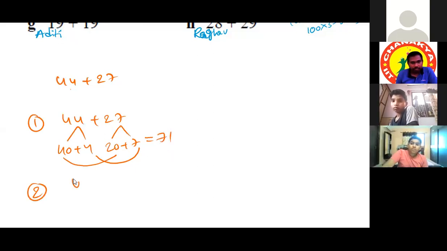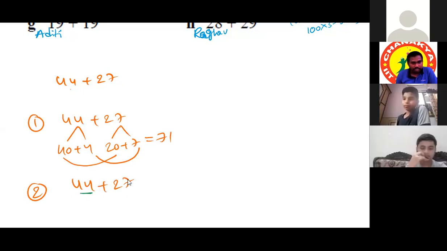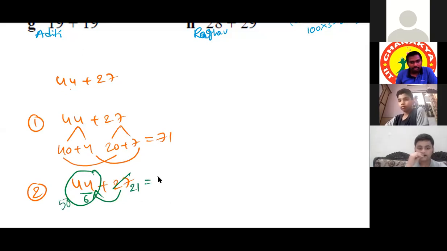See another: 44 plus 27. Here I want to complete 44 first. To complete 44, how much is required? 6. I'll bring that 6 from 27 and make it 50. But after bringing that 6 from 27, the new number here will be 21. So here it is 50 and this is 21. The sum gives us 71, again 71.